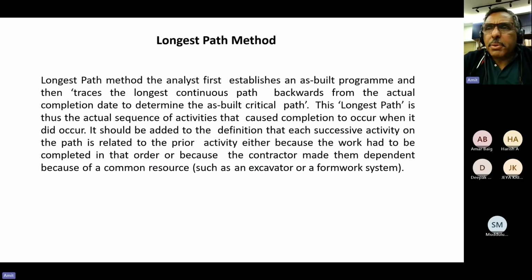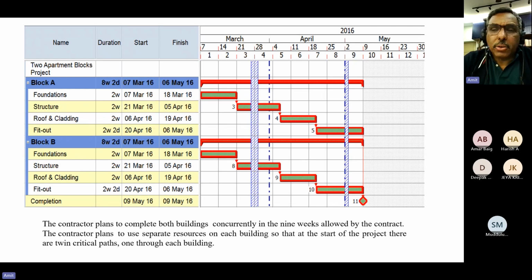Now, let's take a very simple way to explain how critical path changes when you keep giving EOT or when delay occurs. Let us suppose there are two buildings a contractor has to make, and both the buildings he decides he will make together, with independent resources for both the buildings. So he has decided that he'll start on March 16, finish both the buildings on 9th of May 2016. 9 weeks, he will finish both the houses, villas, buildings, whatever.